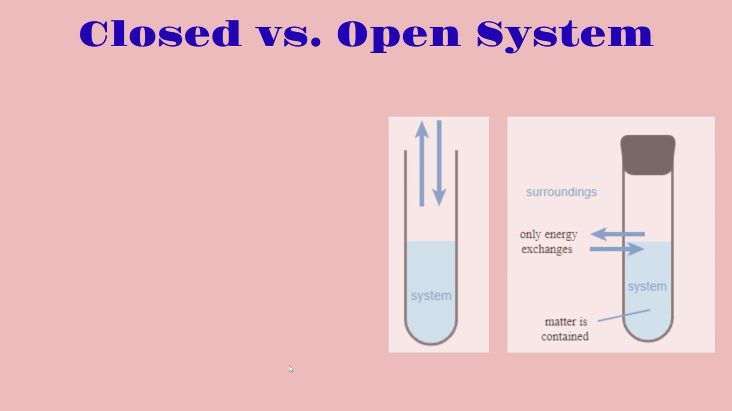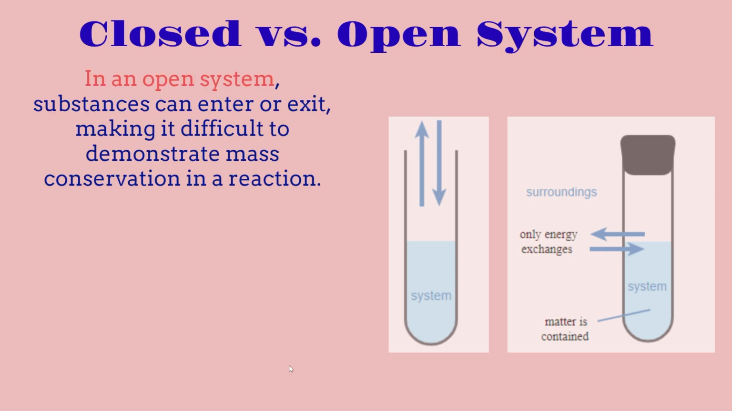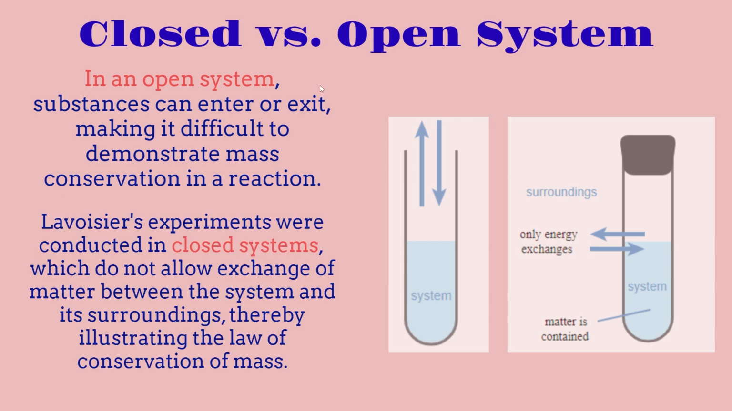And now we're going to talk about the closed system versus the open system and how that can relate to the law of conservation of mass. So in an open system, if we can look at this picture here, this one is an open system. So we can see that there is no lid or no covering on top, and it's open, so air can come in and go out. So inside of this open system, substances can enter or exit, making it difficult to demonstrate mass conservation inside of a reaction. And Lavoisier's experiments were conducted in closed systems which do not allow exchange of matter between the system and its surroundings, thereby illustrating the conservation of mass.